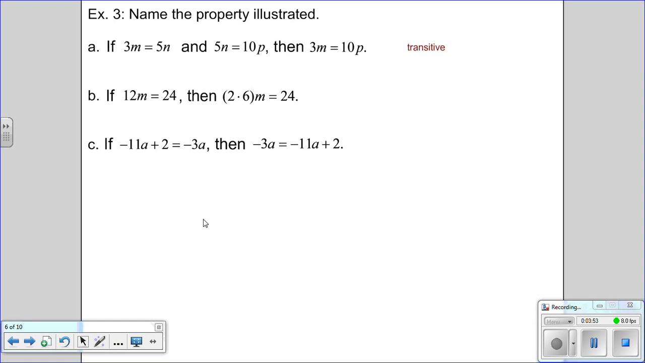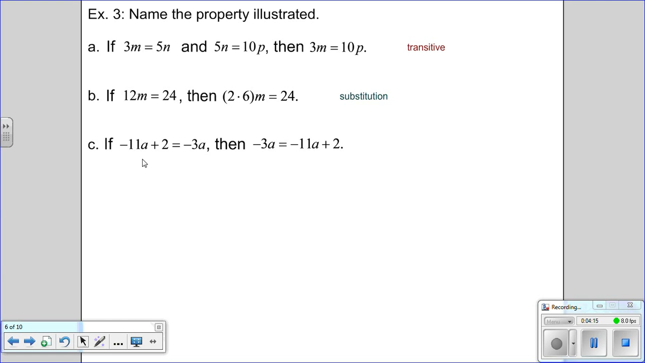Letter B, if 12m equals 24, then 2 times 6m equals 24. Okay, so the equation changed a little bit. We changed 12 into 2 times 6. We're making an equal substitution here. That's the substitution property.